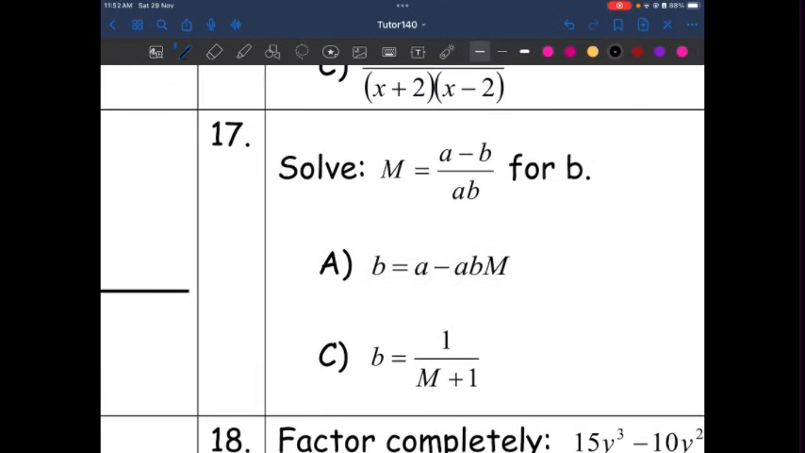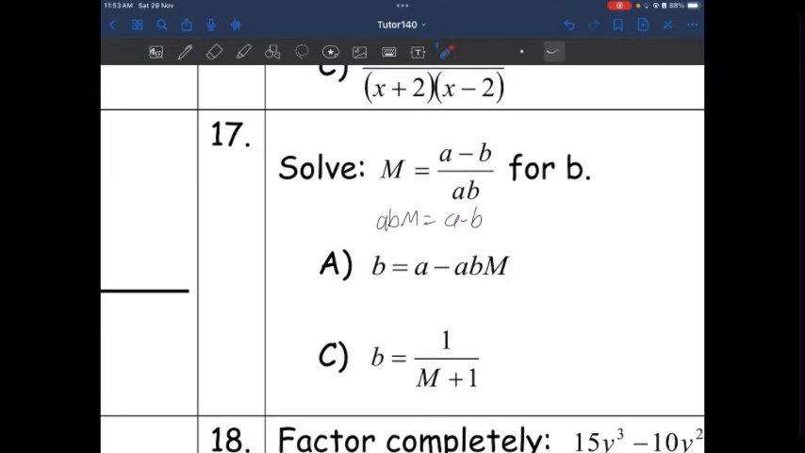Solve m equals (a minus b) over ab for b. The first thing I'm going to do is get rid of the fraction, so I'm going to multiply both sides by ab. When I do that, I would just have abm is equal to a minus b, because when I multiply this side by ab, it would cancel out and you'd be left with a minus b.